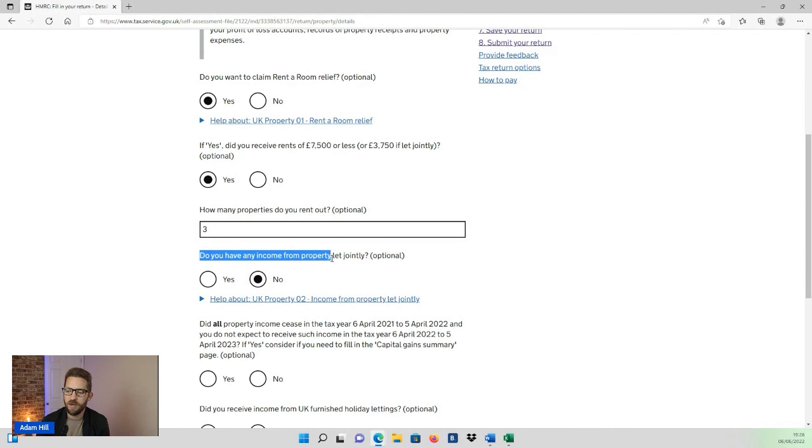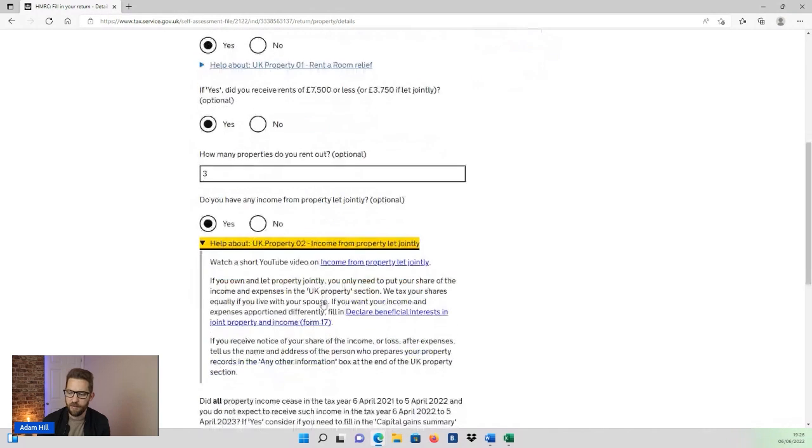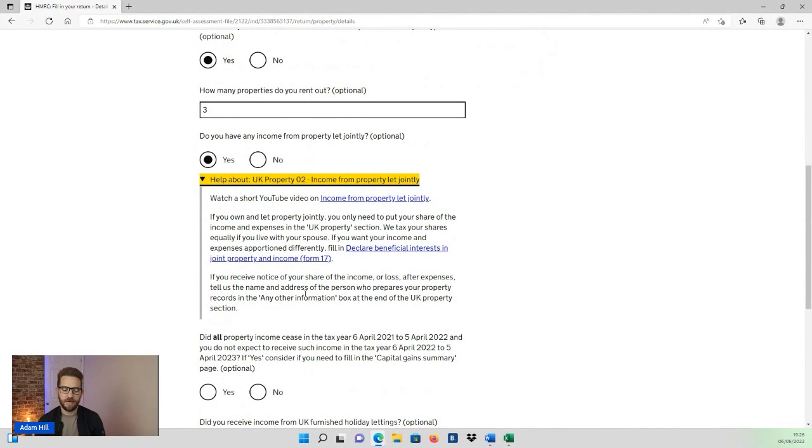Do you have any income from property let jointly? In this example, I don't. But you can say yes here. Again, a bit more information below. Now, typically, if you own property with a spouse would be the most common example. When you own property with a spouse or civil partner, the ownership will be deemed to be 50-50. So any income that you generate, any expenses that you incur will be split 50-50. You'll take 50%, declare 50% on your return, and you'll take the other 50%, declare 50% on your partner's return.